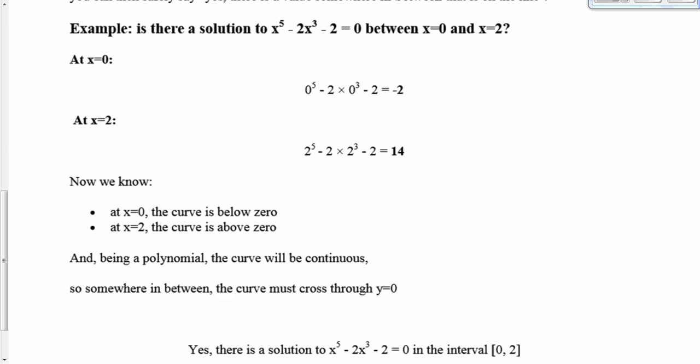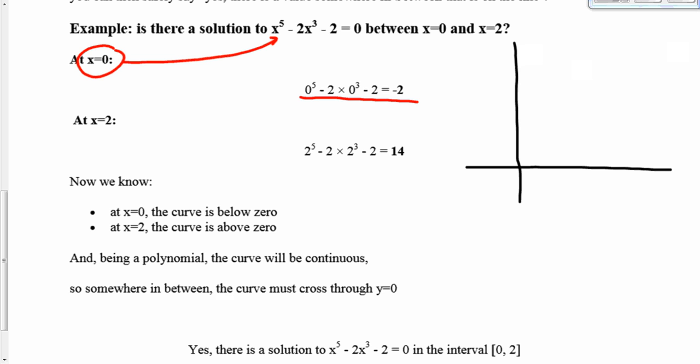I have no idea. So what I'm going to do is I'm just going to take my x equals 0 and I'm going to plug it in right here. So I get 0 to the fifth minus 2 times 0 cubed minus 2, and that thing equals negative 2. So when x is 0, if I draw myself a little graph, when x is 0, my y value is at negative 2.